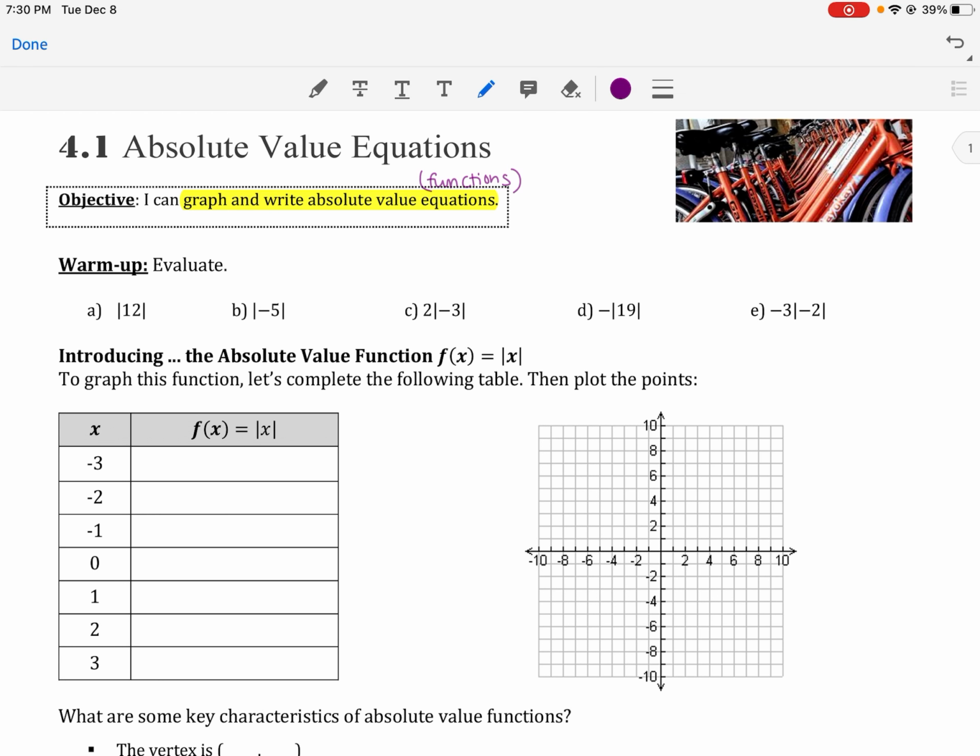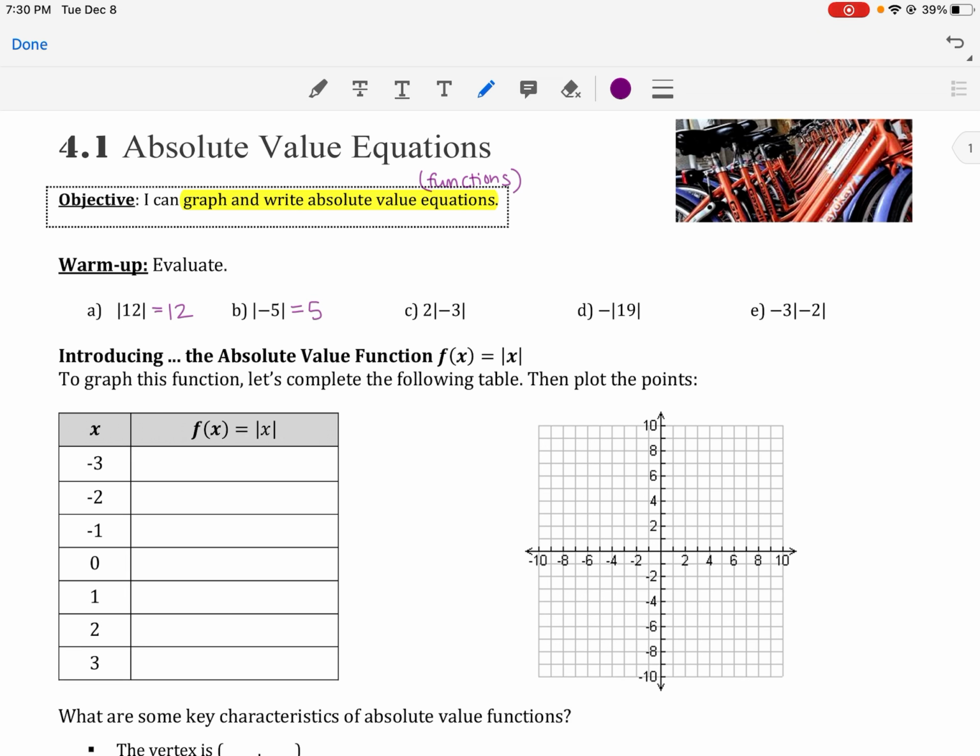Okay, to warm us up today, we're going to evaluate some things that have absolute values to make sure you remember what they are. So the absolute value of 12 is just 12. However, when I take the absolute value of a negative number, so negative 5, it's a positive 5, because the definition of an absolute value is the distance from 0, and the distance is going to be positive.